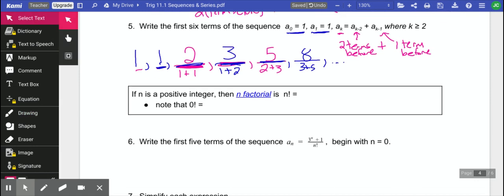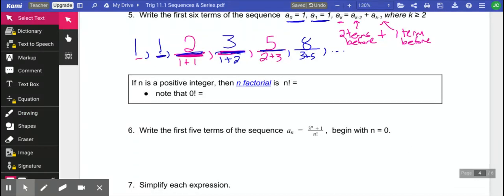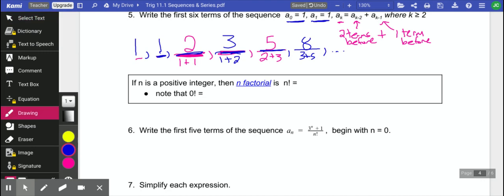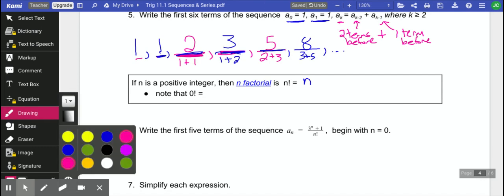A lot of times in sequences, you see factorials. Factorial should be super familiar to you. In factorial, you start with n. Let's do this first with a different number. If I asked you to do 5 factorial, you all know what that means. That means 5 times 4 times 3 times 2 times 1.